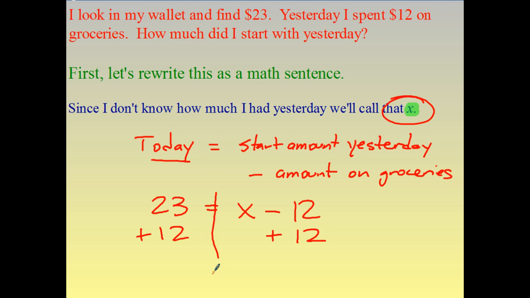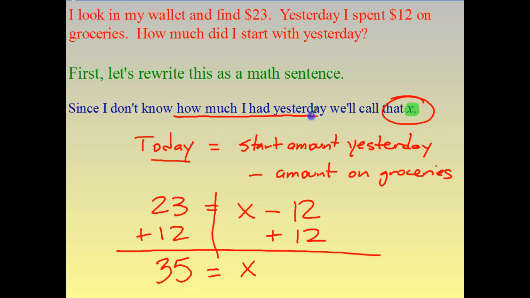Whatever I do to one side, I do to the other. And I'm going to add these together, right? If I subtracted 12 and now I add 12, that's going to give me X, the amount I had yesterday. And on this side, this is what I have right now. Let's pretend that I didn't actually spend the amount on groceries. So I'm going to imaginarily give myself that $12 back, which is going to be 35. So $35 is equal to X. And what is X? X is how much I had yesterday, okay? So I know that $35 is equal to the amount of money that I had yesterday.